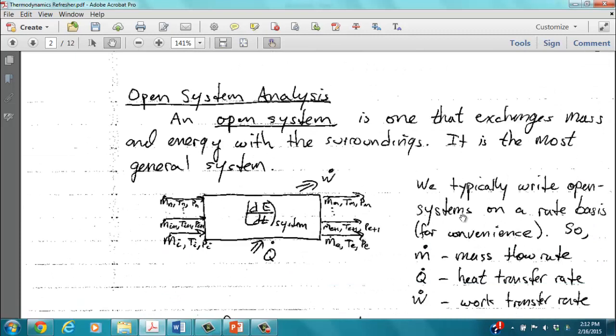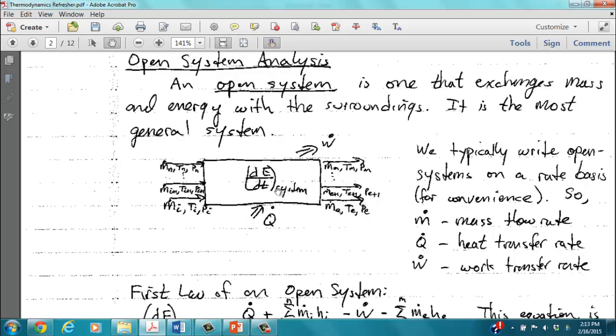Okay, so of course the other major type of system that we'll analyze this semester is what is called an open system. And an open system is our most general system, meaning it can exchange mass, energy, and entropy with the surroundings. Okay, so the way that we write an open system is we first of all recognize that the mass, energy, and entropy of the system could change with time. That's this dE by dt of the system.